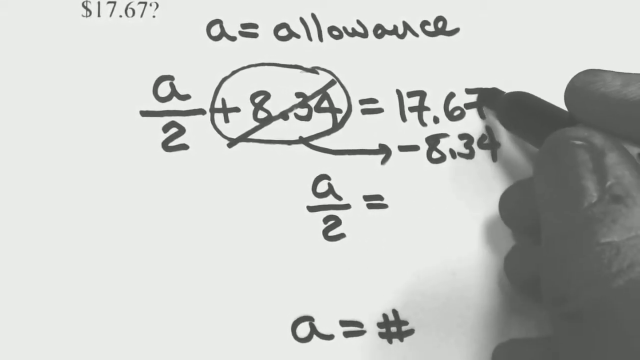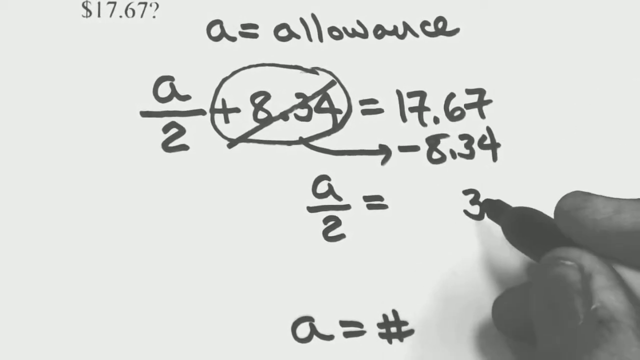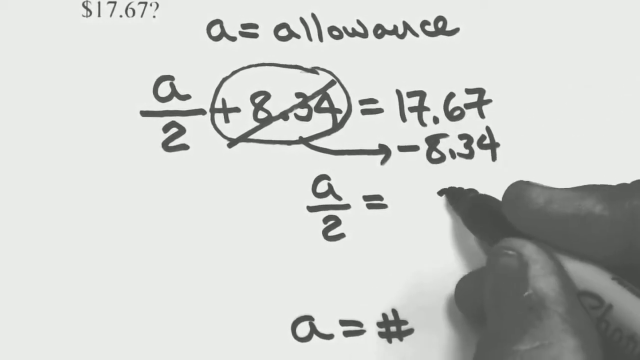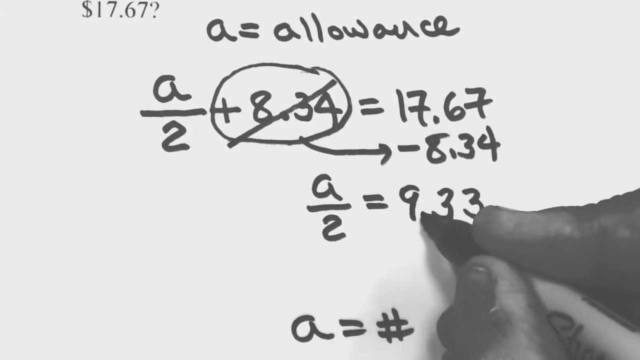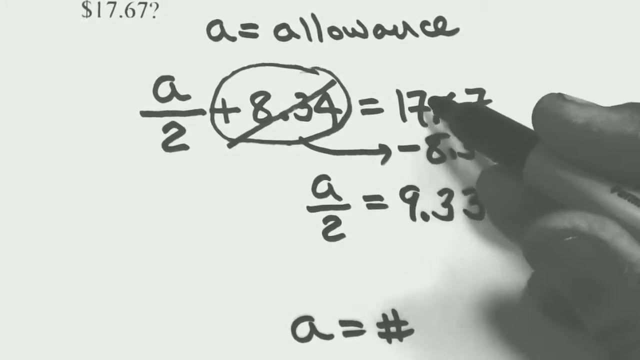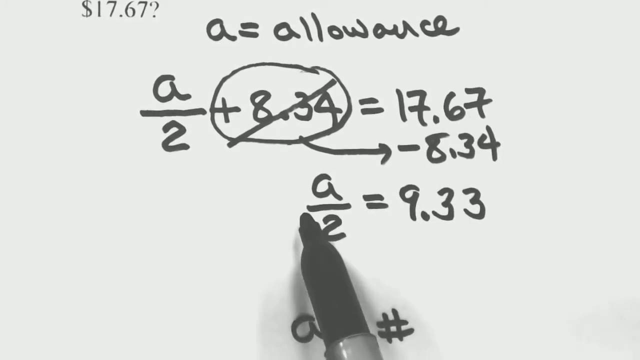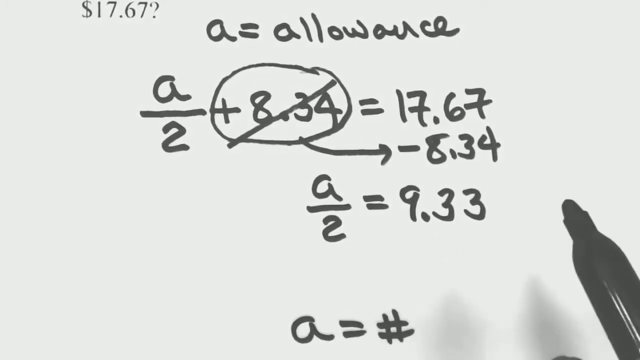Let's do the subtraction here. Positive's going to win. So 7 minus 4 is 3. 6 minus 3 is 3. And 17 minus 8 is 9. So let's double check this. 7 here, 6 here, and 17. Looks good. So A over 2 equals 9.33.